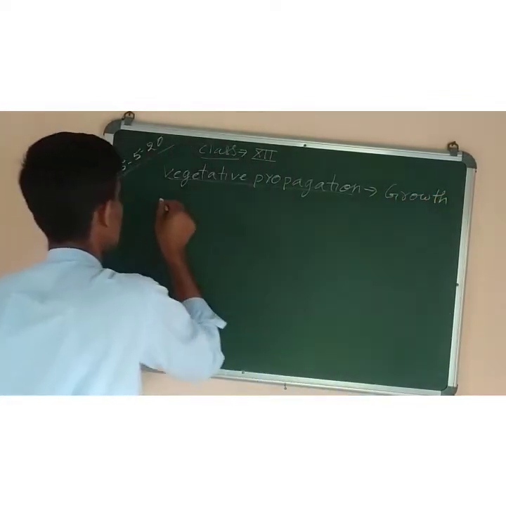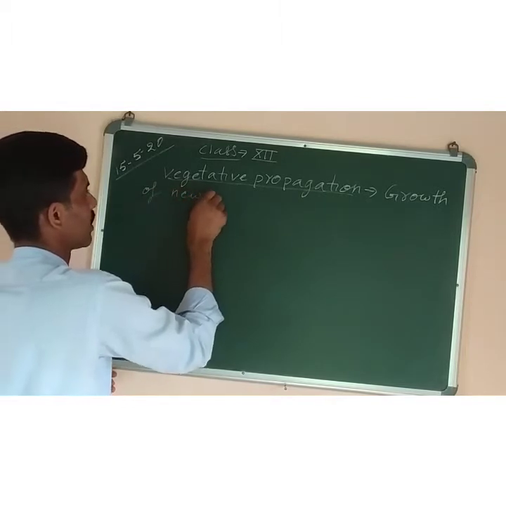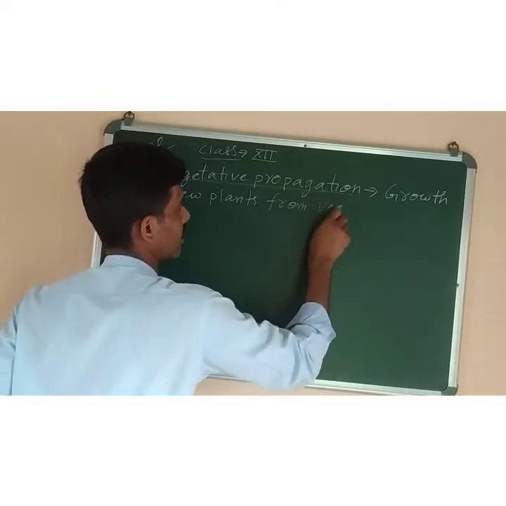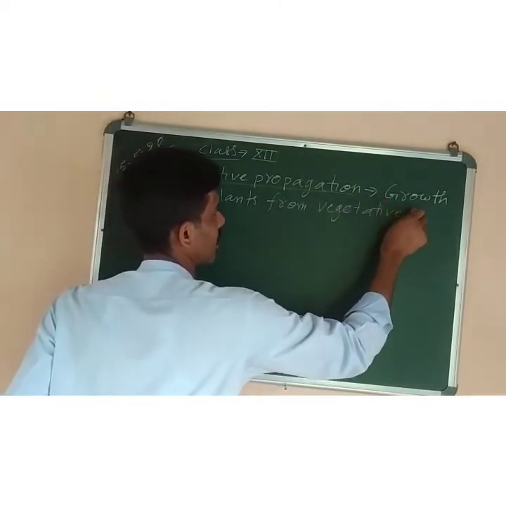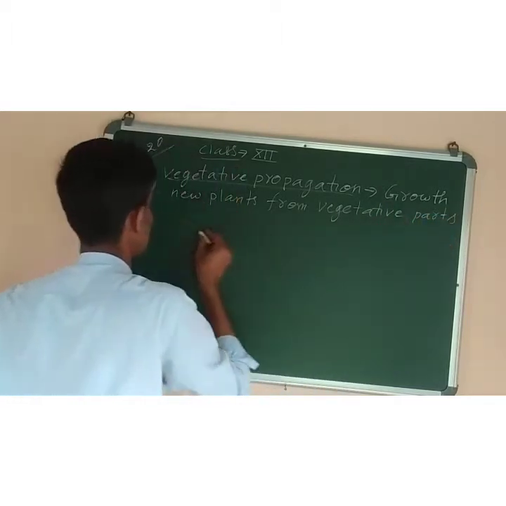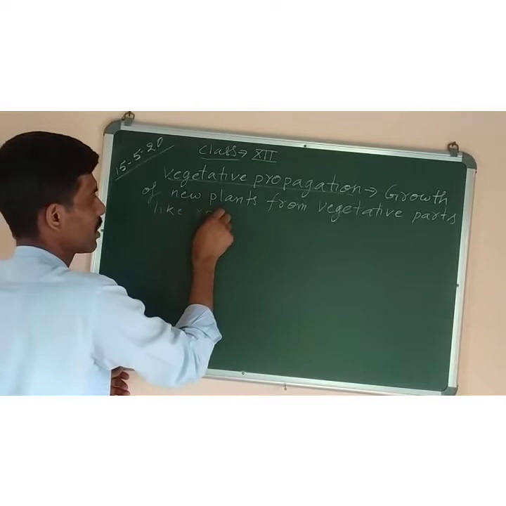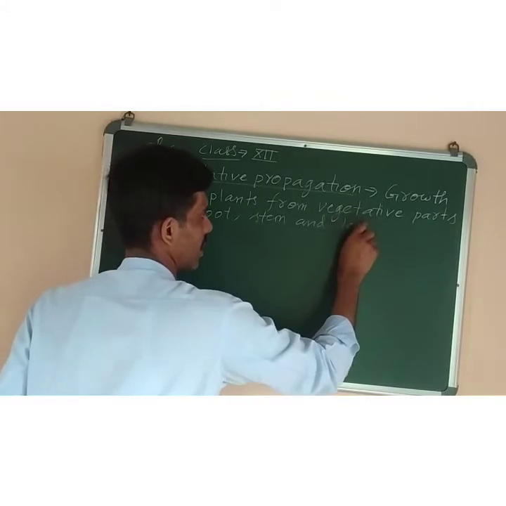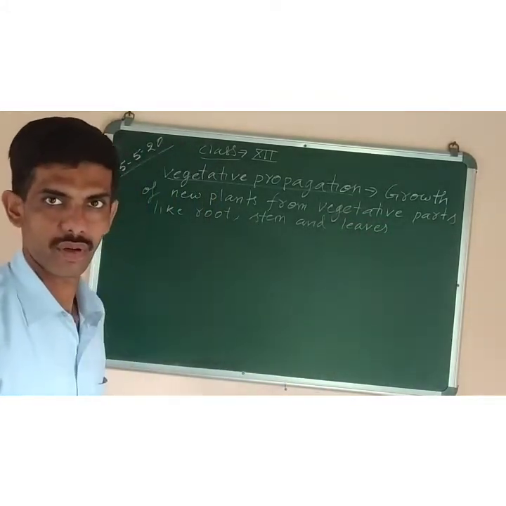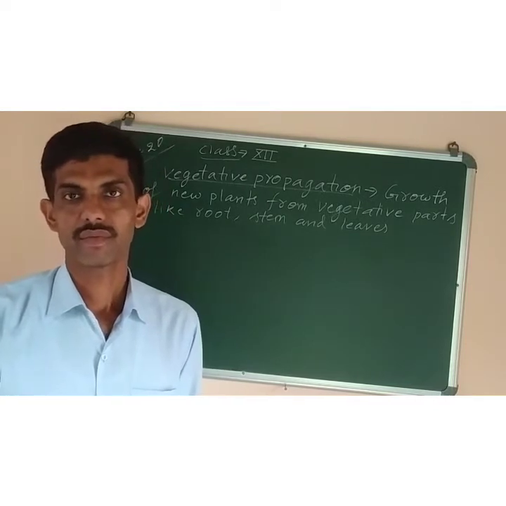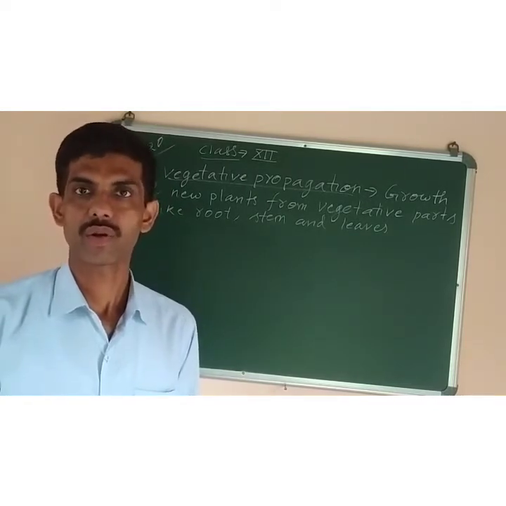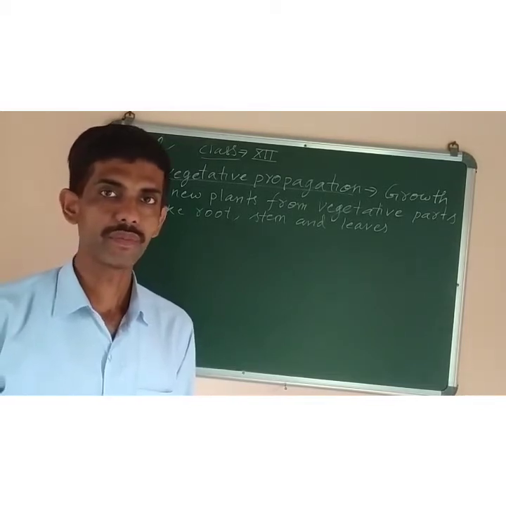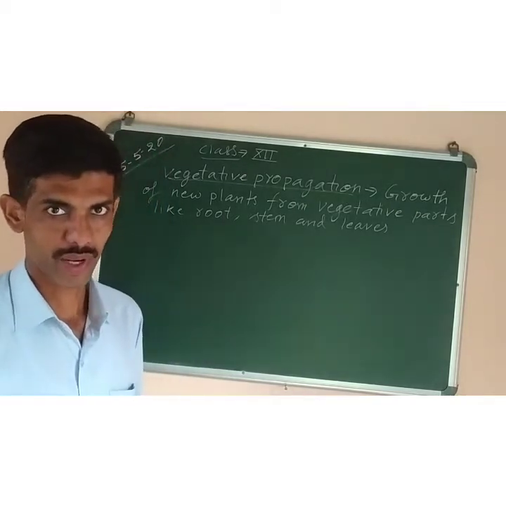Growth of new plant from vegetative parts like root, stem and leaves is called vegetative propagation. Okay, example you can say Bryophyllum. From the leaf buds, the buds can grow and detach from the parent plant to develop into a new organism or into a new plant.